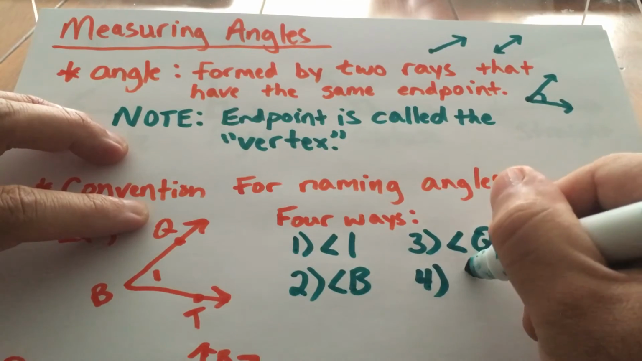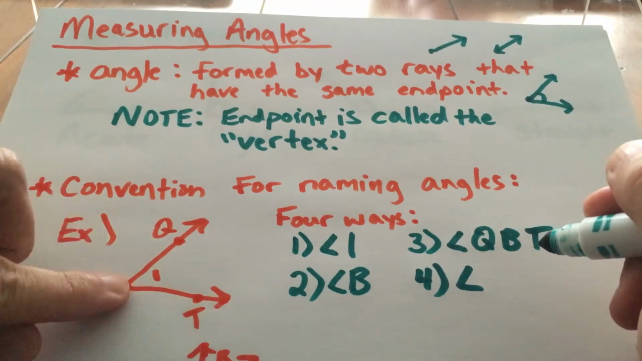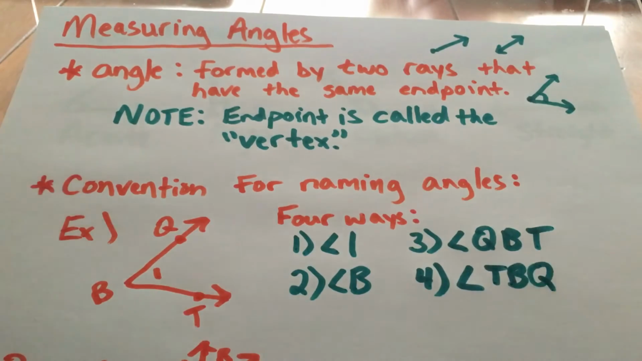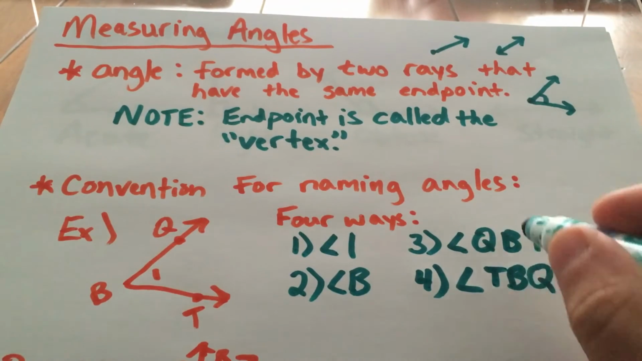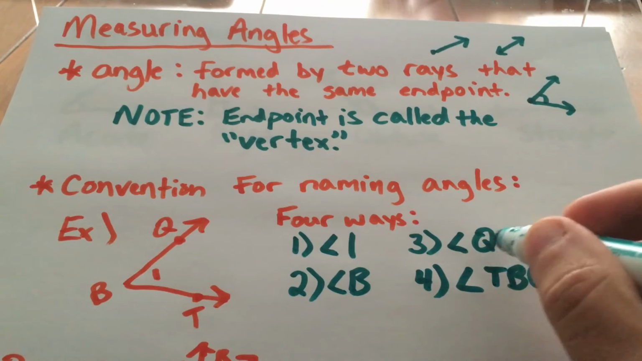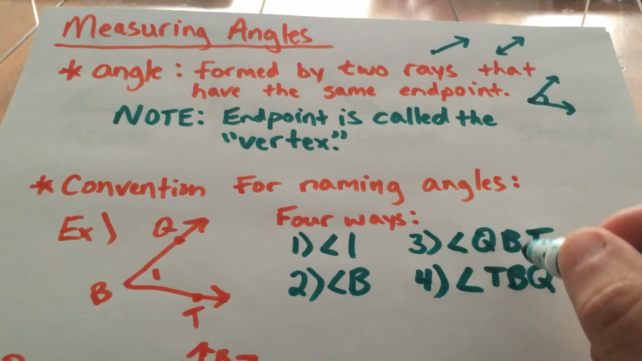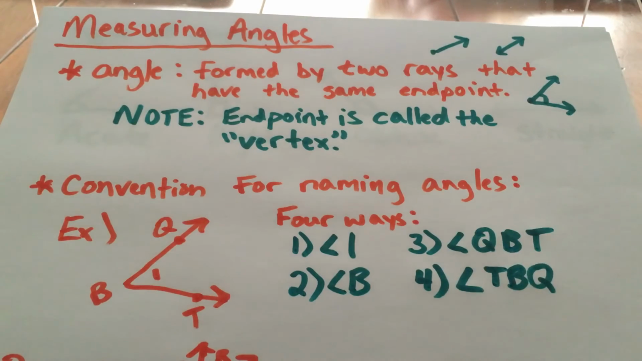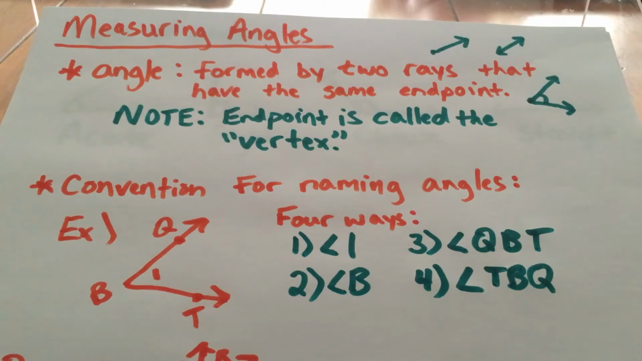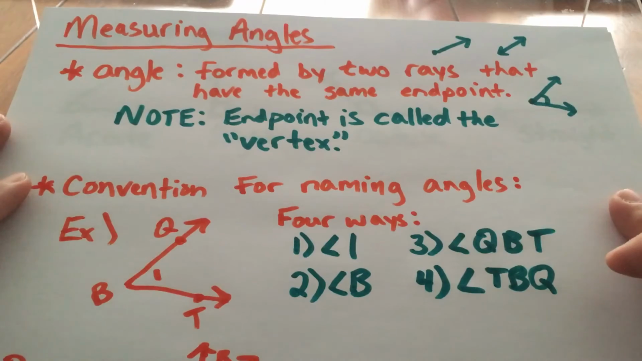Or the fourth way is we can do it in reverse. We can call it T, B, Q. So long as we put the letter that's at the vertex of our angle in the middle, that's the convention. When you see three letters like this, the letter in the middle represents where the vertex of that angle is. So those are four ways that you can name it. You can see any one of those four ways in any type of problem in geometry. Just be aware that that's how you can name it.